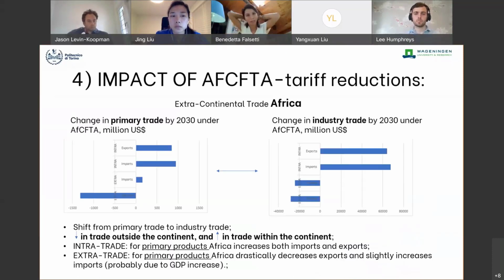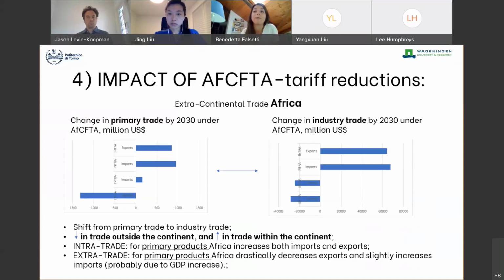So now we speak about the implementation of the policy scenario. And so we take a look at the situation in Africa, on the continent. These histograms show the results of implementing the AfCFTA scenario in 2030 on the whole African continent. And first, we can see that there is a shift from the primary sector to the industrial sector on average. Secondly, we can see how the implementation of the free trade area will lead to an increase in intracontinental trade and a reduction in the extracontinental trade. And in particular, for the primary sector, we will have a reduction in exports outside the continent, and a slight increase in imports.